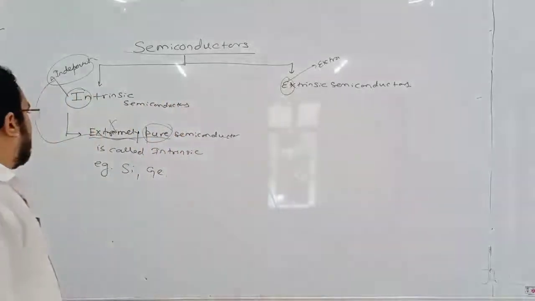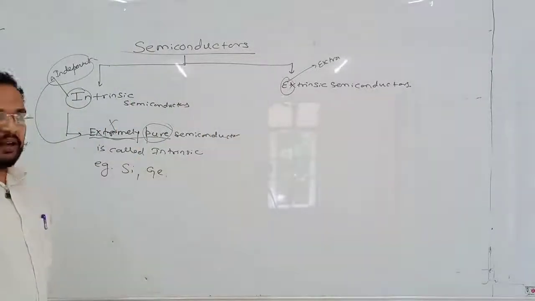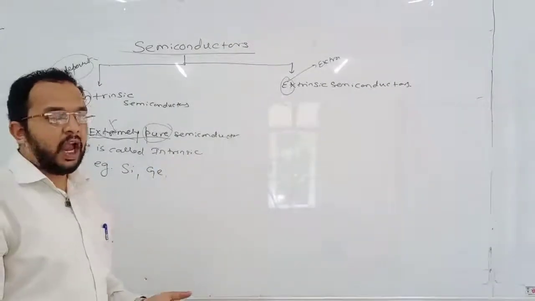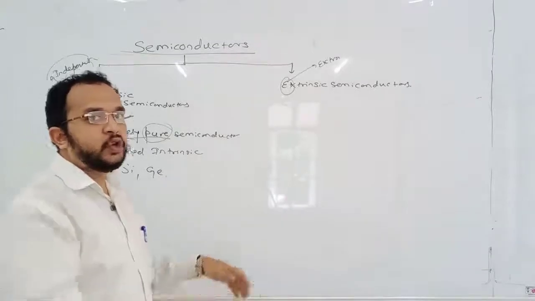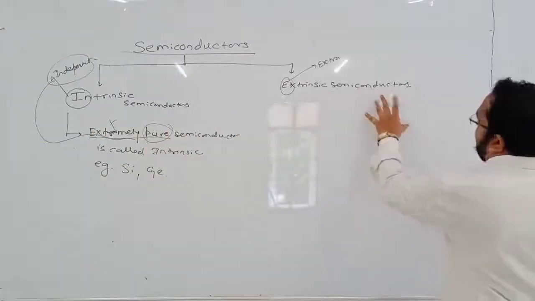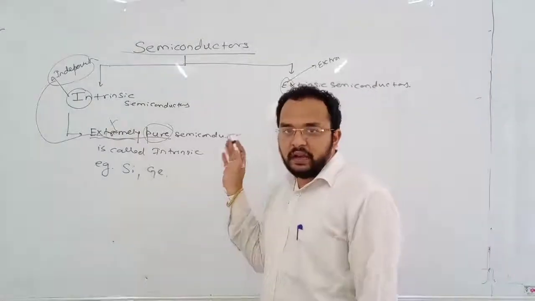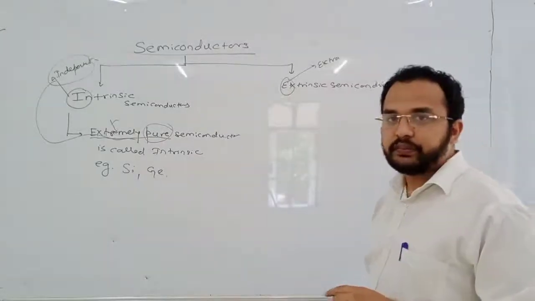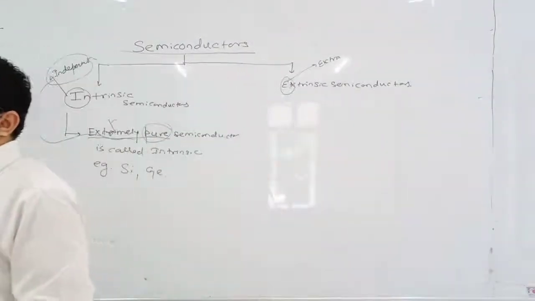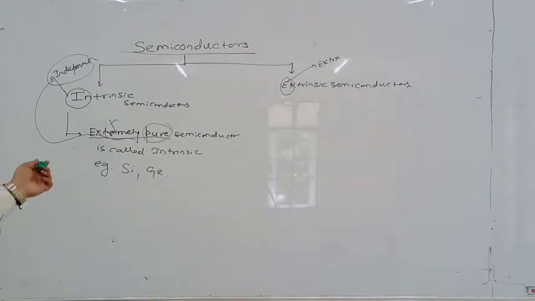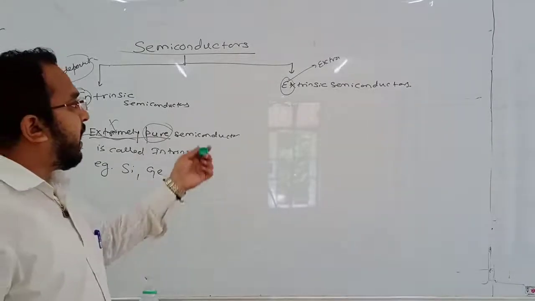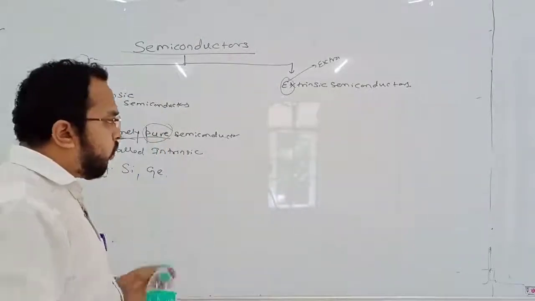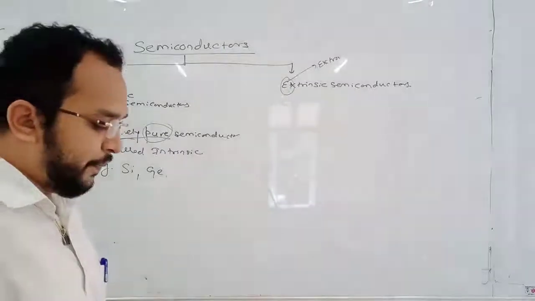So why do we need extrinsic semiconductors? Even though we have pure semiconductors, what is the need of impure semiconductors? Actually, we widely use impure semiconductors, that is, extrinsic semiconductors. These are of our use. Even though semiconductors are pure, we don't have very much use of this type, but extrinsic semiconductors are very widely used. I will tell you the reason.